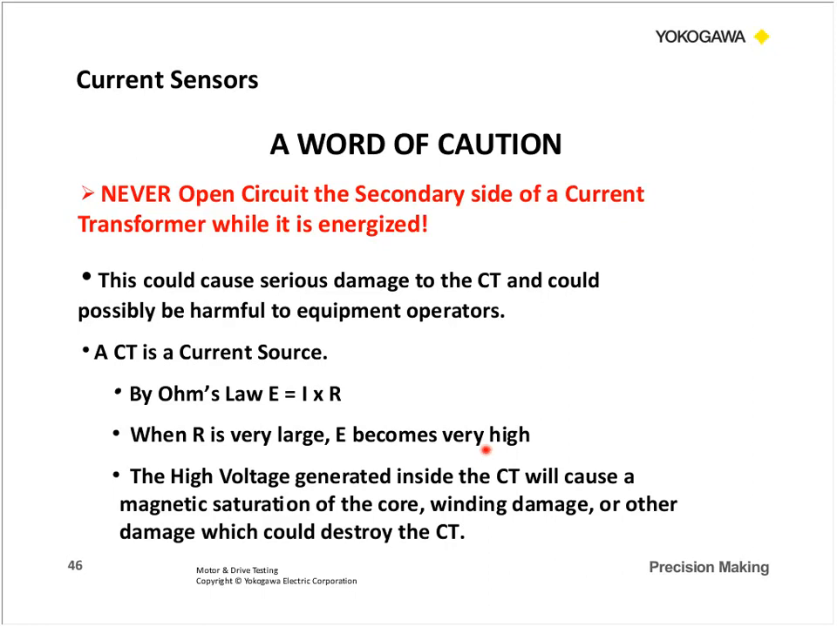And this can cause the magnetic saturation of the core. The windings can be damaged. It can destroy the whole CT and cost you a lot of money. So just never open circuit that secondary side of a current transformer while it's energized.